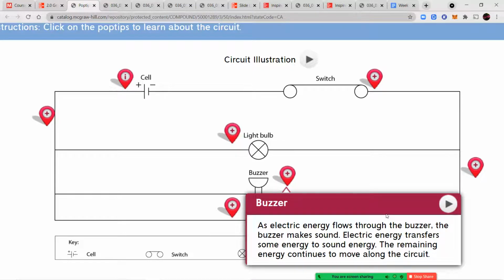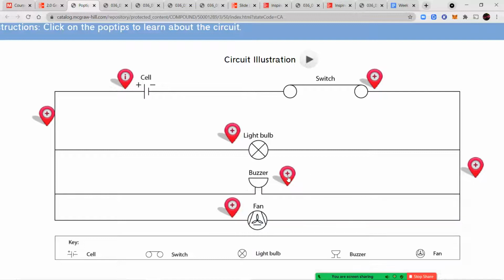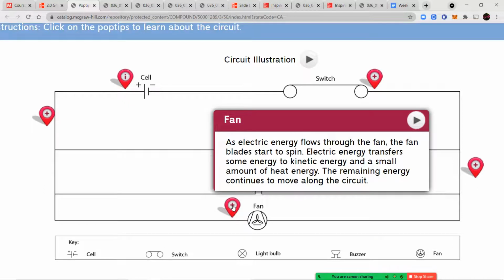Electric energy flows through the buzzer. The buzzer makes a sound. Electric energy transfers some energy into sound energy, and the remaining continues to move along the circuit. So some of the energy is going to go to powering that light bulb. Some of it is going to go into that buzzer to make the sound turn on. And then we're going to have some that goes towards the fan in this particular circuit.